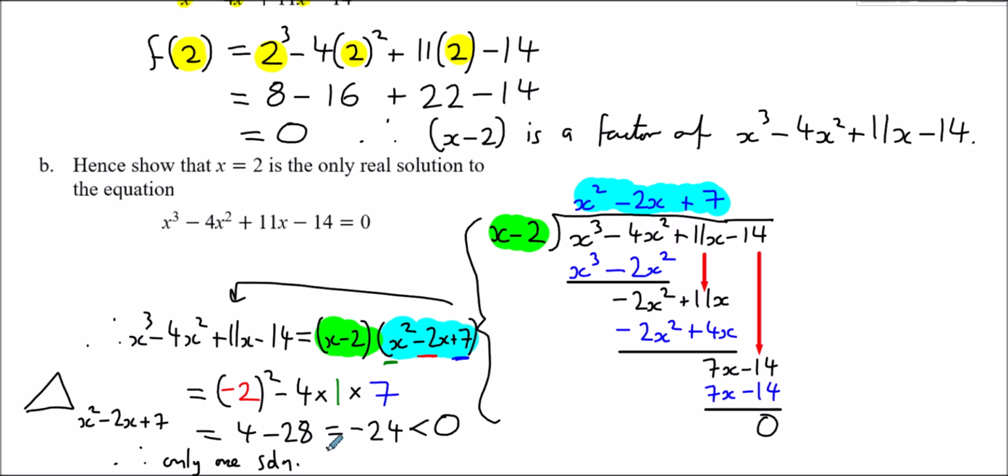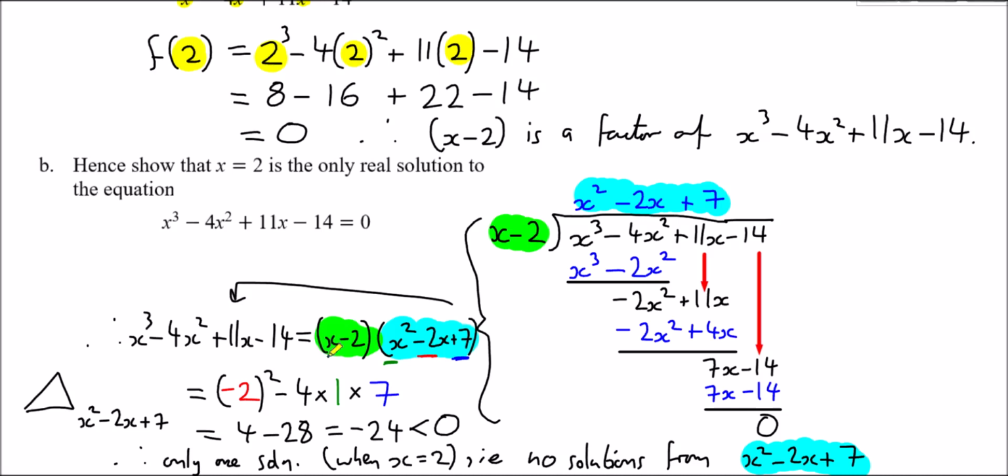Only one solution, and that's when x equals 2. In other words, if you wanted to carry on and just bore the examiner with a bit more detail, i.e., no solutions from x squared minus 2x plus 7, because we've just done the discriminant test on that and shown that the discriminant is negative, therefore 0 solutions from this quadratic factor. The only solution, therefore, is this linear factor here, x equals 2.